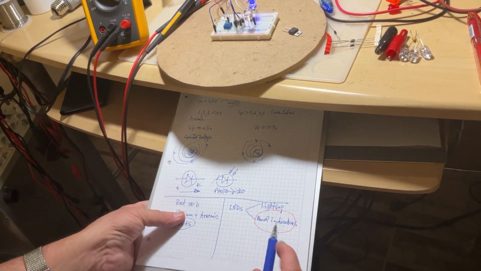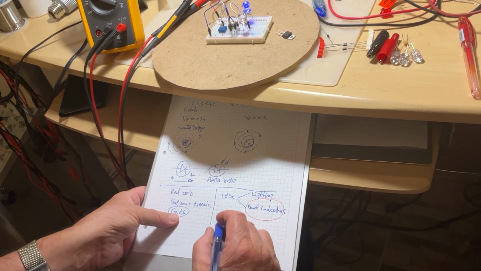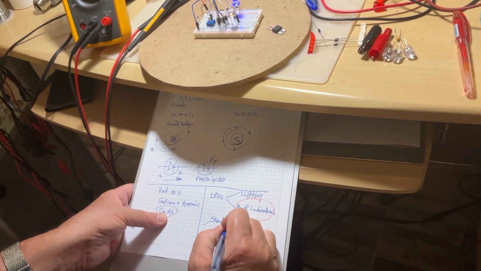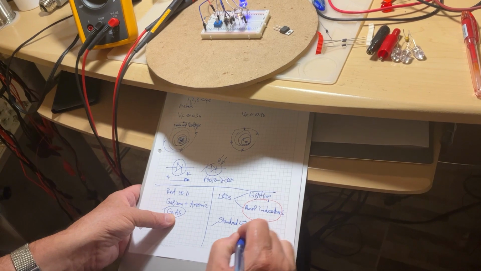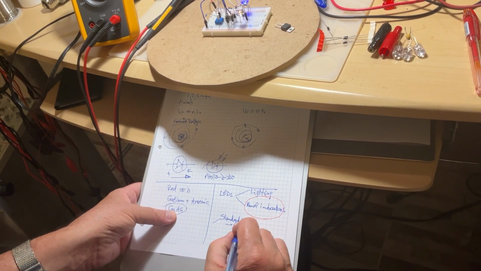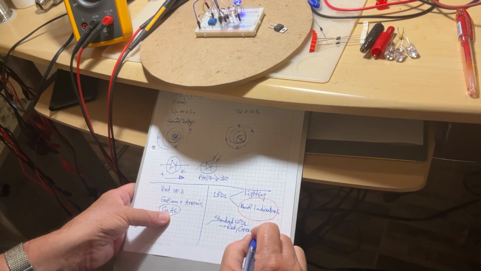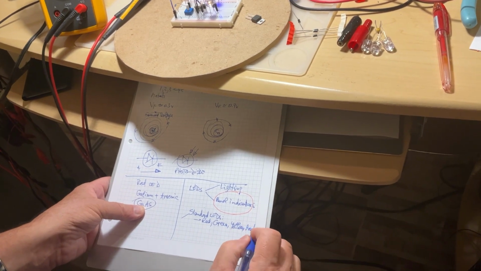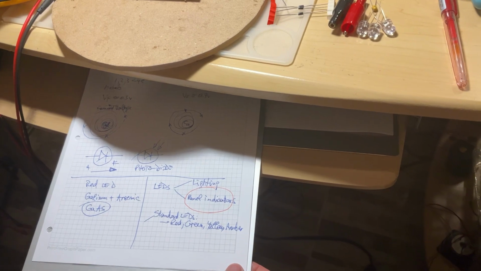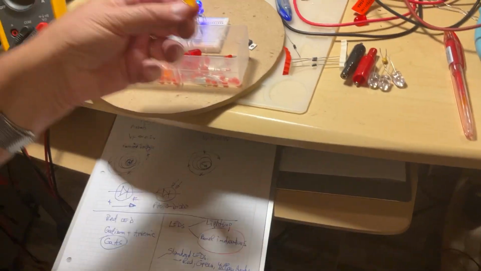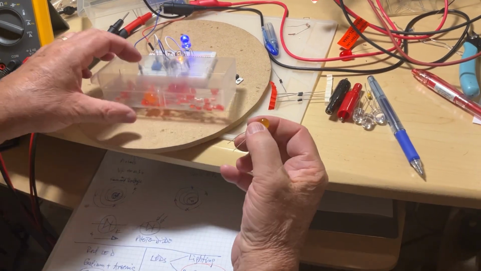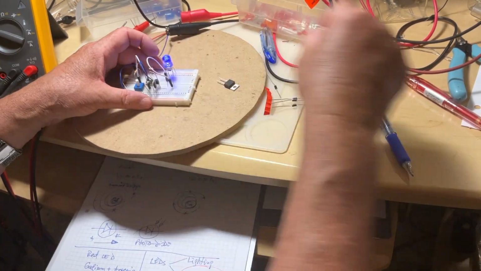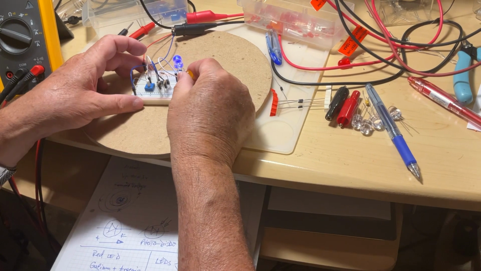Now for these ones, we're going to split them in a first classification in two categories. Let's say standard LEDs, and I'm going to say red, green, yellow, amber. I should have some right here. This is an amber LED. If I connect it over here, the amber LED is going to be like that.